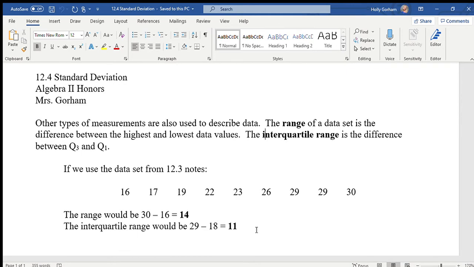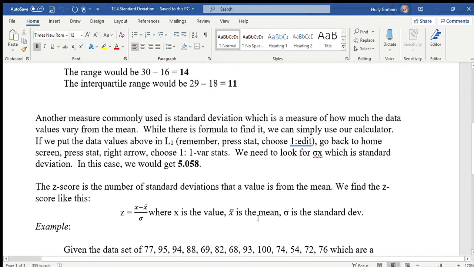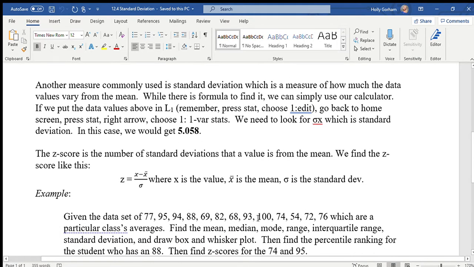It's really easy. And if you do your one variable stats from section 12.3, when we did that on the calculator, that gives you all of the information that you need. Now, another commonly used measurement is the standard deviation.